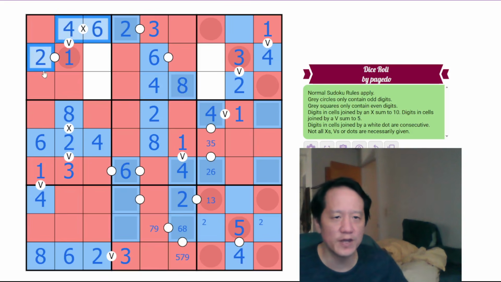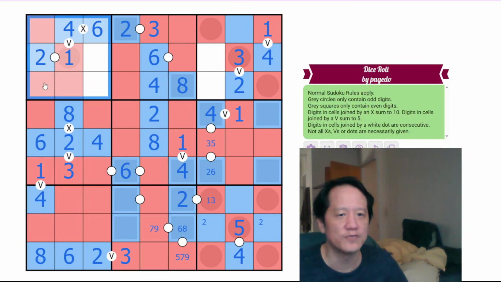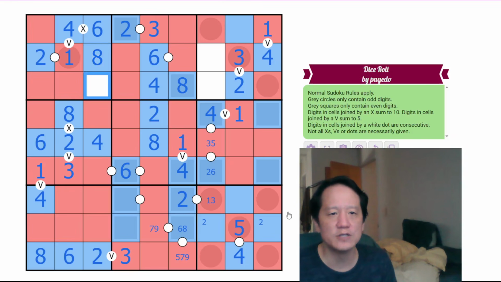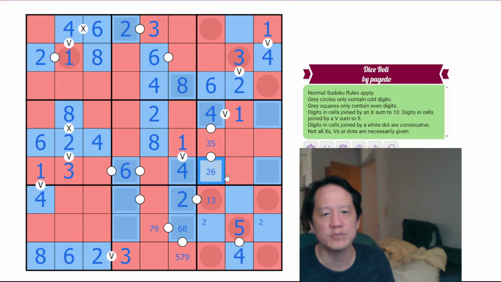We are left with 8. Where is 8 in this upper left-hand box? Cannot be here, so this is 8 and is even, which leaves this as an odd digit, this as an odd digit, and this as an even digit for the remaining digits. And therefore, this is 6 here. That means this can't be 6 here. This is 2. This is 3.